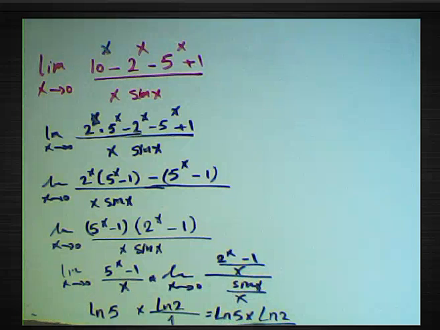The result will be ln of the constant 2 and ln of the constant 5, multiplied together, and the limit when x approaches 0 of sin x over x will be 1. So ln 2 times ln 5 equals ln 5 times ln 2.